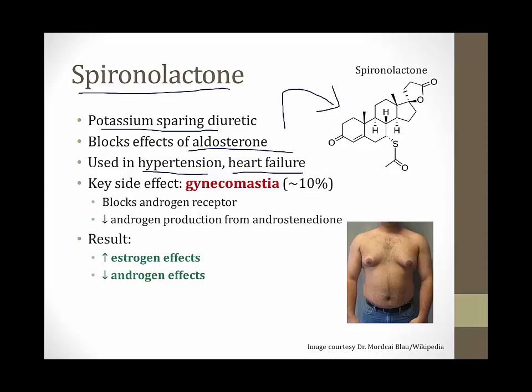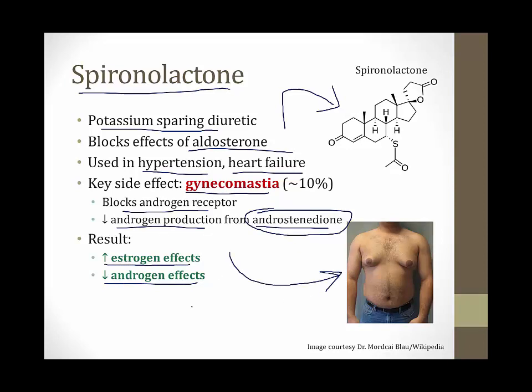A key side effect of this drug is that about 10% of men who take spironolactone develop gynecomastia or breast enlargement. This is because it blocks the androgen receptor. It also decreases androgen production from androstenedione. It blunts the conversion of androstenedione into testosterone in the testes. For both of these reasons, men who take this drug see a rise in estrogen effects and a fall in androgen effects, and this can lead to gynecomastia as shown on the screen here.